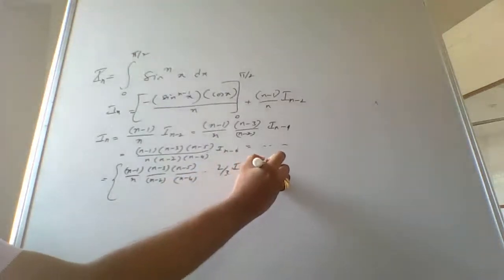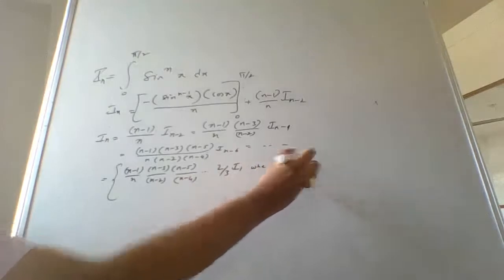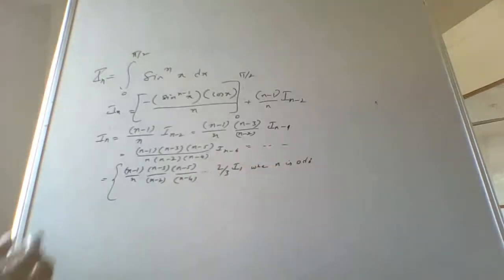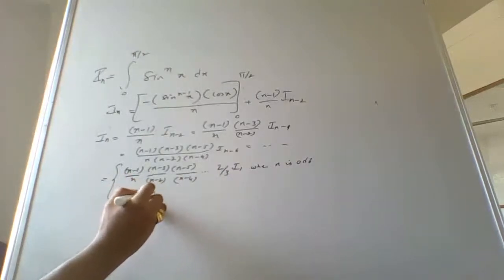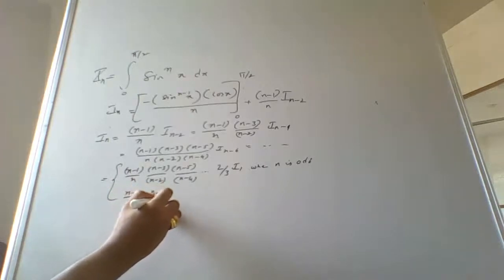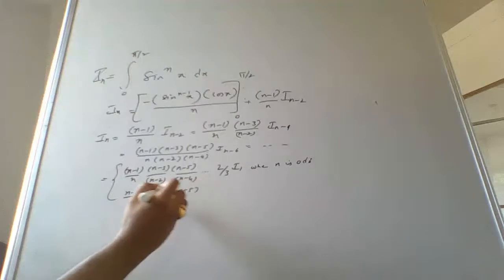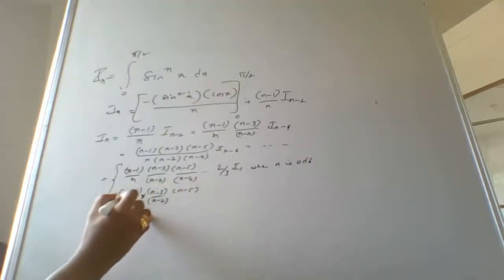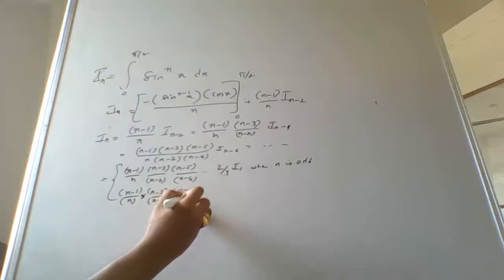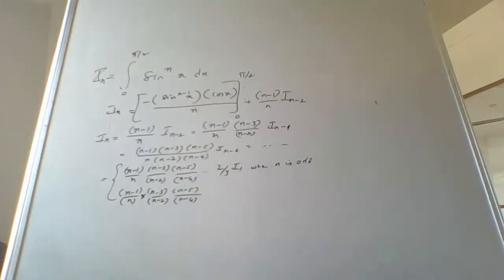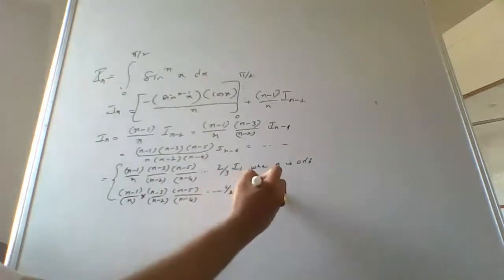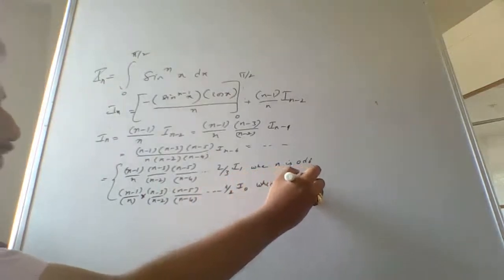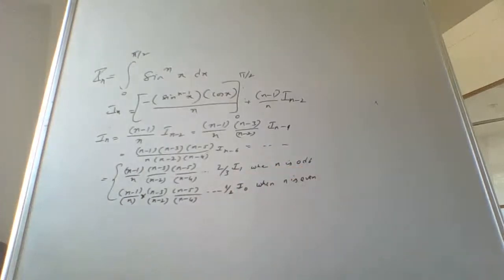when n is odd. Okay, now I have this result again here: n minus 1 into n minus 3 into n minus 5, n minus 4, multiplied throughout, and this would be half times I0 when n is even.